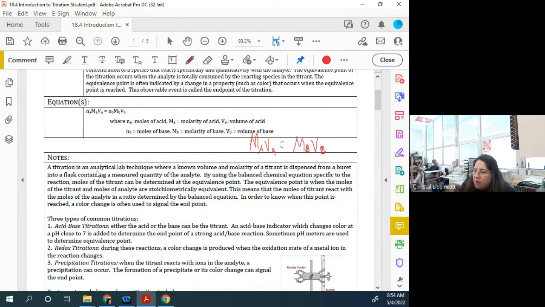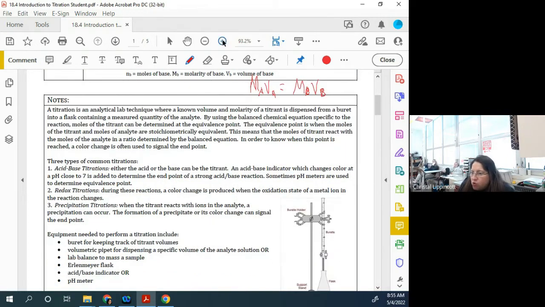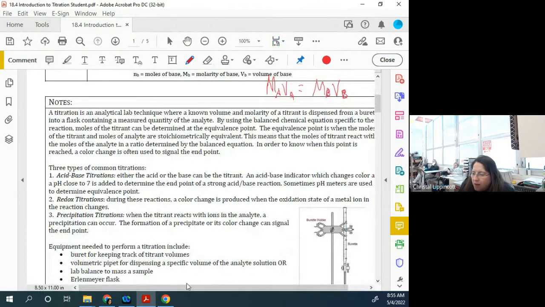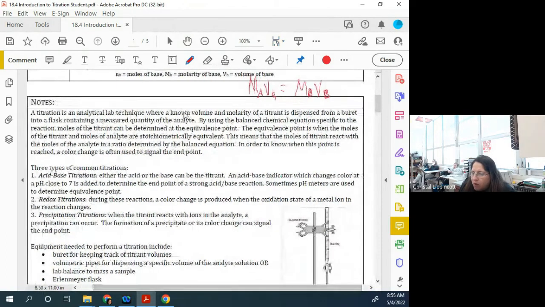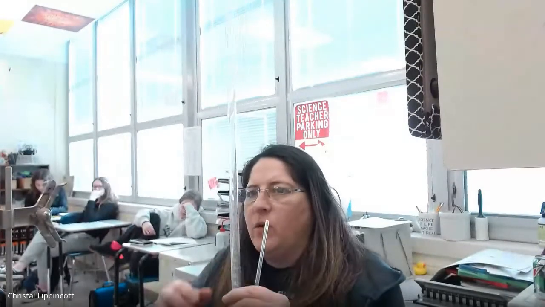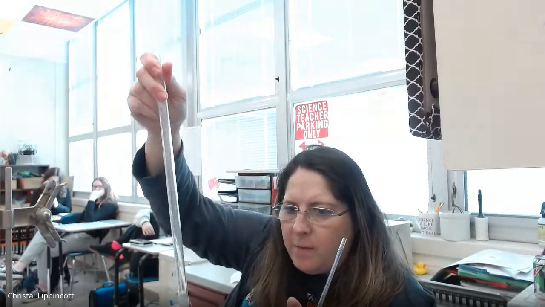One of the ways that we do that is through something called a titration. A titration is a technique where you're going to look at the molarity and the volume of something called the titrant. Typically that is dispensed from something called a burette. So this is what a burette looks like. It is a long, skinny tube. So this is our burette.